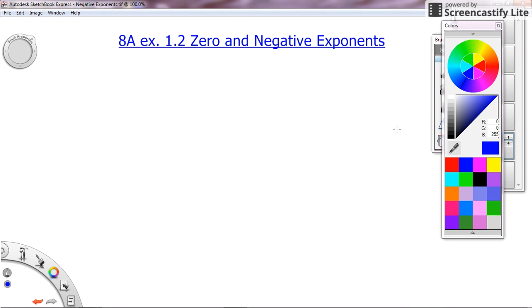Okay. Let's do some that have some variables. Let's say that I have x to the third power times y to the negative second power. And I'm going to take this product and raise that to the negative second power.